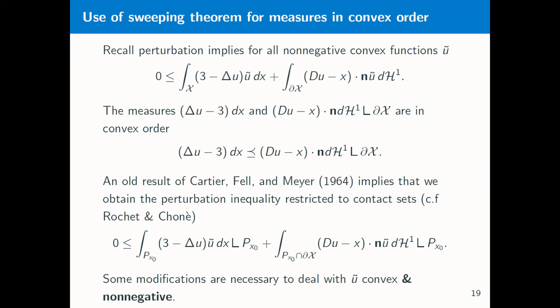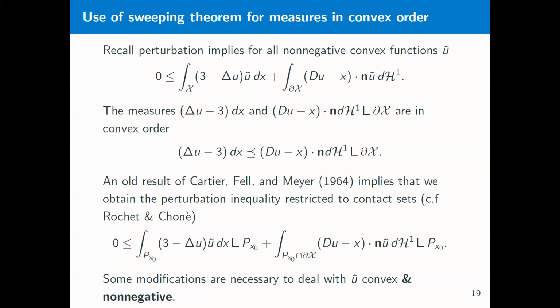What this says, up to that condition of non-negativity, is that our measures Laplacian u minus 3 dx and du minus x dot n are measures in convex order. And the definition of convex order, there's a couple of equivalent ones, but one of them is just that two measures are in convex order if when you integrate them against a convex function, one is always bigger than the other. So by that definition, we clearly have two functions in convex order.